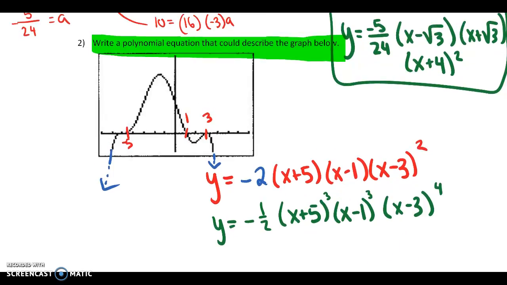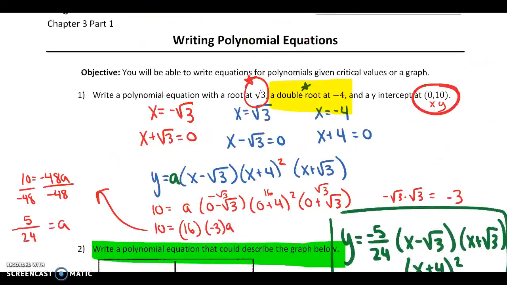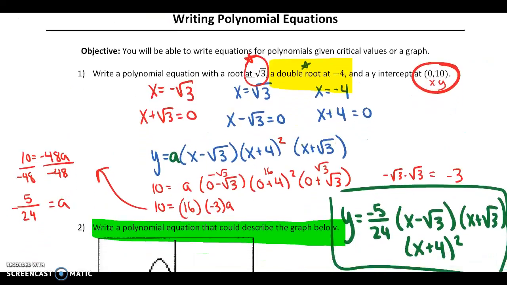Okay, the important thing is that you take the information you're given and you work with whatever intercepts you have, you note the end behavior, and you make your equation match that. So that's how you'd write a polynomial equation. Hopefully this is a good review from talking about quadratics. Please come to class with any questions.